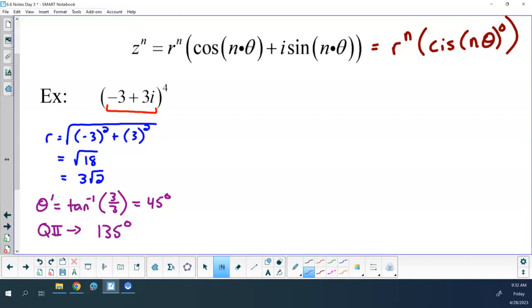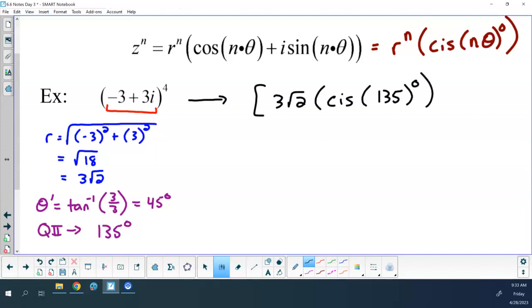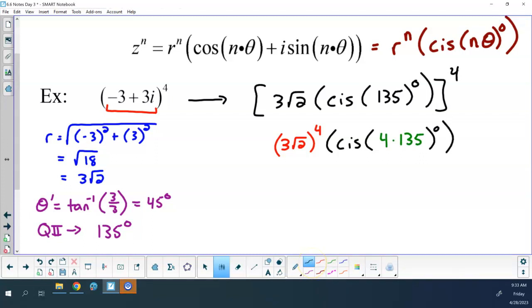So this problem now becomes 3 square roots of 2 times cosine I sine of 135 degrees, all to the fourth power. So we can now apply De Moivre. De Moivre says that we're going to take 3 square roots of 2 to the fourth power, and we're going to take 4 times 135 degrees. We're going to adjust it from there.